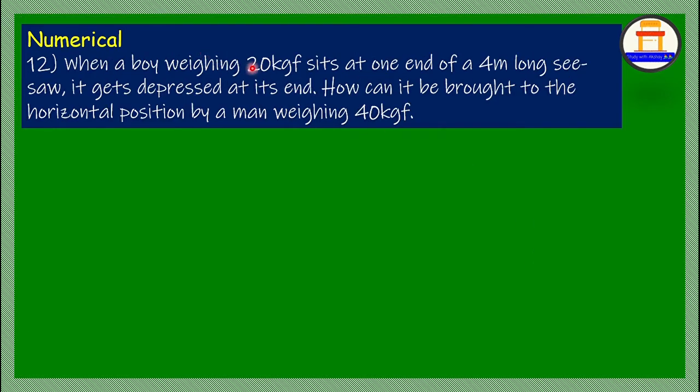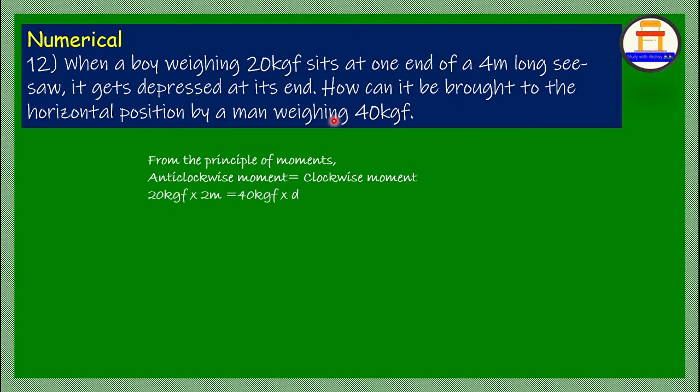When a boy of weight 20 kgf sits at one end of a 4-meter long seesaw, he gets depressed at its end. How can it be brought into a horizontal position by a man weighing 40 kgf? So basically, according to the principle of moments, anti-clockwise moments should be equal to clockwise moments. They have not asked us to draw a diagram, so I'm not drawing the diagram over here. So 20 kgf into 2 meter is equal to 40 kgf into D. D is the distance. Where should the man be seated?